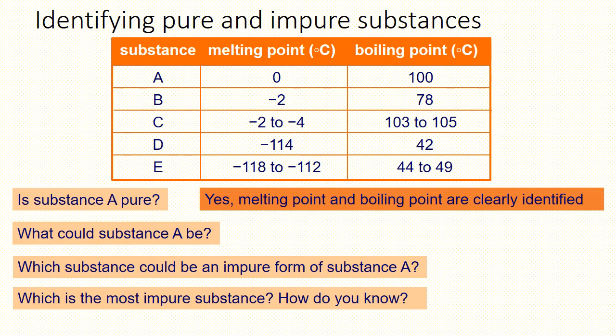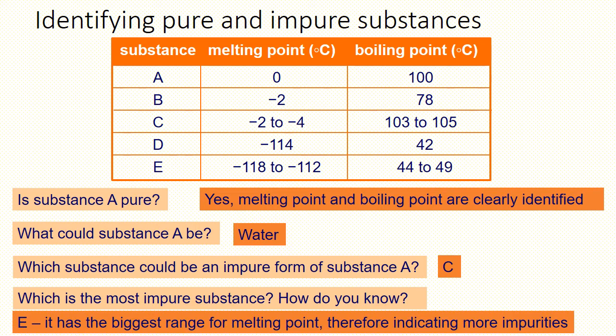So A is definitely pure because there's no range. A could of course be water. The substance which could be an impure form of A would potentially be C because the melting point has gone down a little bit and the boiling point has gone up. And the impure substance would of course be E because it has got the biggest range for melting and boiling. So therefore it has the more impurities included within it.